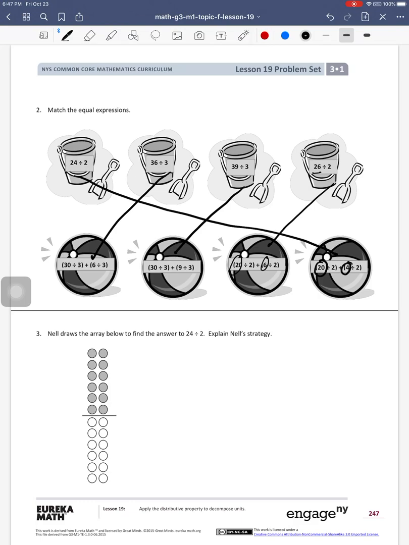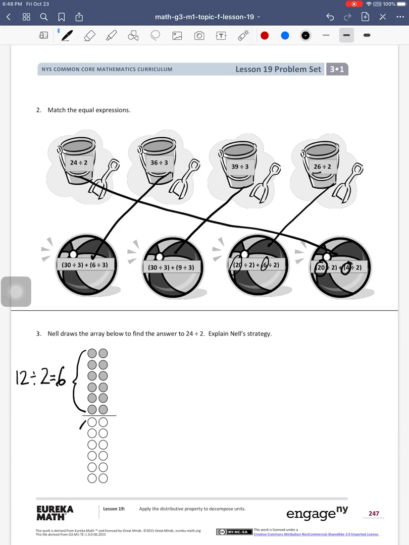Okay, number 3. Nell draws the array below to find the answers to 24 divided by 2. Explain Nell's strategy. All right, so here I'm going to look at above the line, and I see I have 12 total circles, and I'm going to divide it by rows of 2, right? Because each row has 2 in it, and that equals 6 rows. I'm sorry, I misstated. So we have 2 in each row, and we have 6 rows.